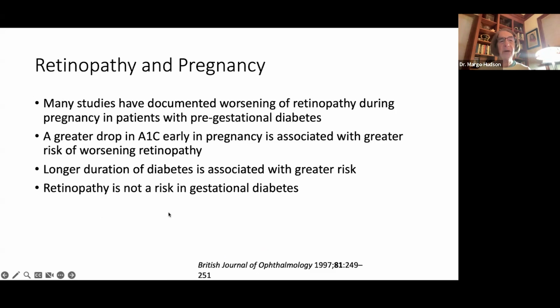What about retinopathy in pregnancy? So many studies have documented worsening of retinopathy during pregnancy in patients with pre-gestational diabetes, meaning patients, not gestational patients, but patients diagnosed before they became pregnant. So that's pre-gestational diabetes. A greater drop in A1C early in pregnancy is associated with greater risk of worsening of retinopathy. Longer duration of diabetes is associated with greater risk, but retinopathy is not a risk in gestational patients.